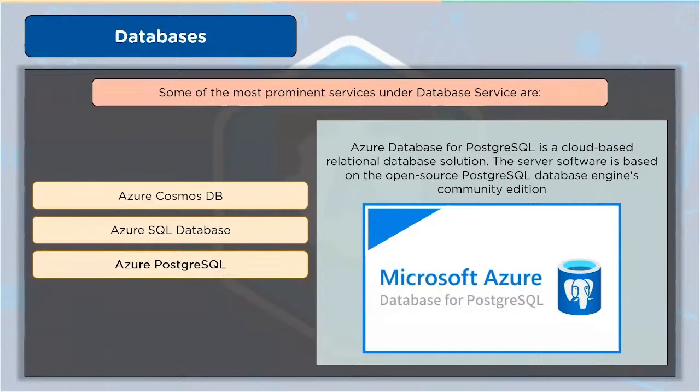Now, Azure Database for PostgreSQL is a cloud-based relational database solution. The server software is based on the open source PostgreSQL database engine community. When you use Azure Database for PostgreSQL, your experience with tools and knowledge comes in handy. Moreover, it has various benefits. In comparison to on-premises resources, there is built-in high availability to ensure that your apps are always online. No additional configuration, replication, or cost is necessary.